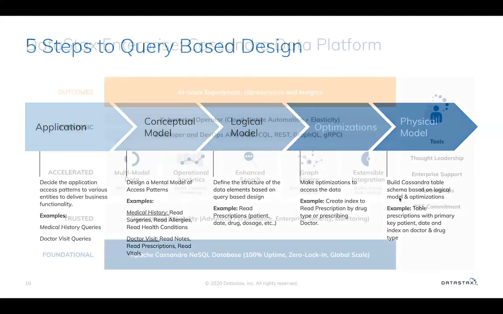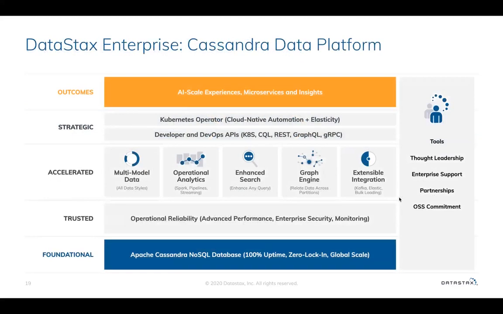Until now, we've talked about Cassandra, and I just want to spend a few minutes on what DataStax is. DataStax has a product around Cassandra called DataStax Enterprise. Cassandra is the key foundational layer to the data platform that we offer. If you look all the way to the bottom left here, the foundational layer is Apache Cassandra, which is our NoSQL database of choice, which offers 100% uptime, zero lock-in, and global scale.